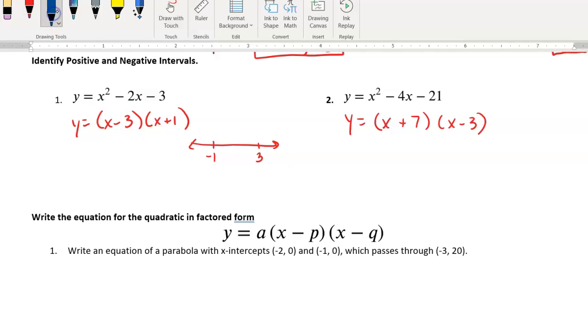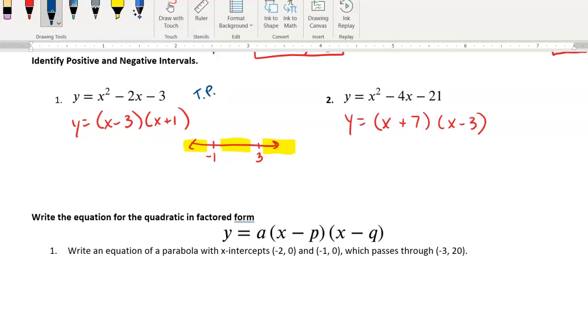So now we're going to use a test point, and we're going to see what happens in each of these intervals. Notice how we have an interval here, an interval here, and an interval here, between and outside of each of those x-intercepts. So we're just going to use a test point. Call that TP for test point, not toilet paper.